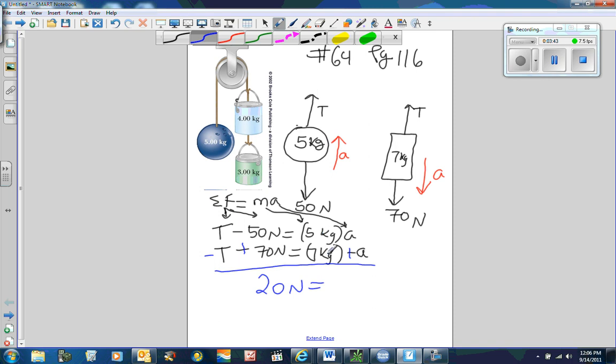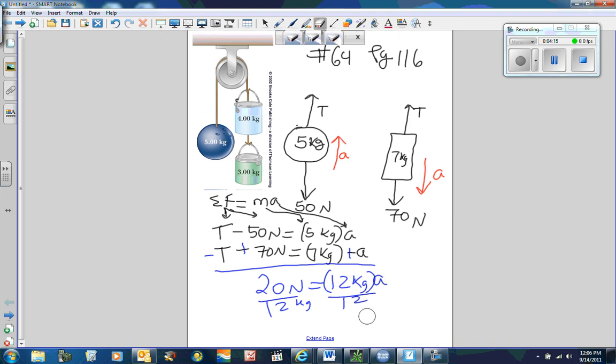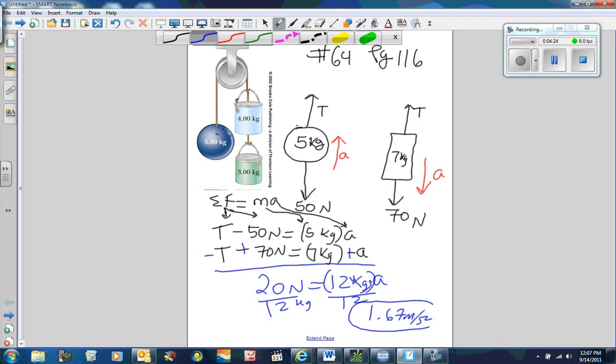And I'm going to add these two because everything's positive now. So I can do 7 plus 5, which is 12 kilograms times a. Well, now I only have one unknown. Divide both sides by 12 kilograms, and 20 divided by 12 is going to be 1.66. And if you look in the problem, we had 3 significant figures, so we'll just say 1.67 meters per second squared. That is the acceleration, all right?